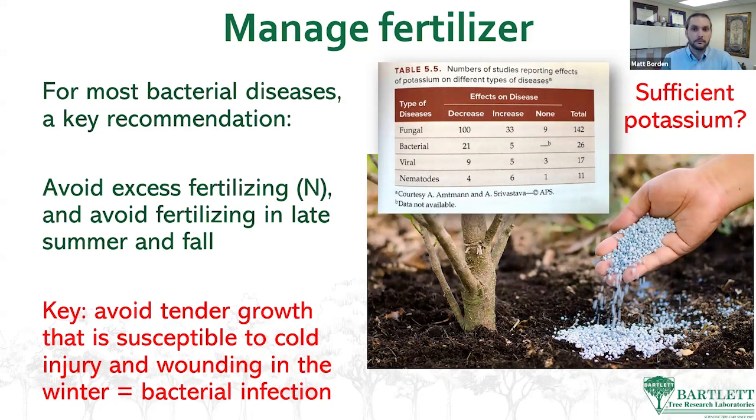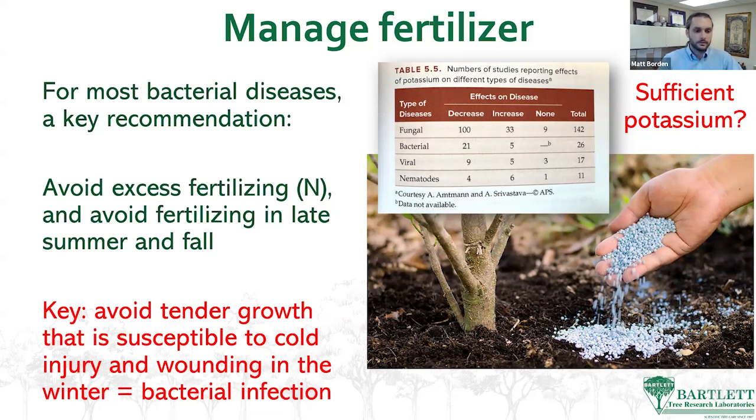Those can have distinctly different effects on diseases, but in general, we want to avoid excess nitrogen, especially from about midsummer onward. And the reason for that is that if you are accidentally inducing the plant to grow more late in the season, those tender tissues tend to be the most susceptible to winter injury, frost damage, and those injuries become wounds in very susceptible tissues that are prime for bacterial infection. So that's the rationale there.